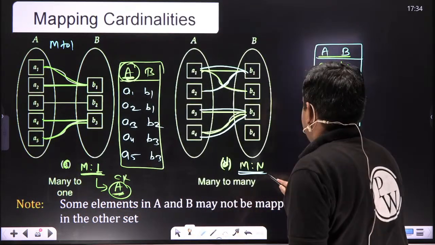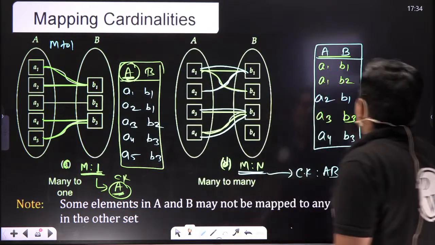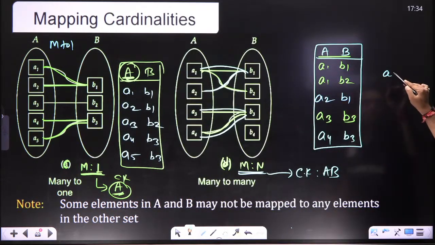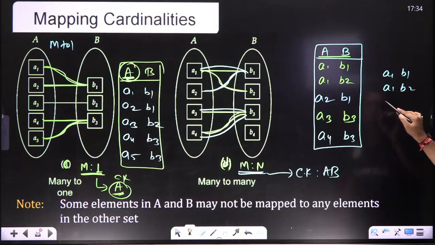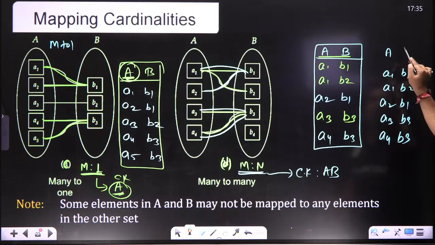So what is the candidate key for this one? The candidate key is AB. Why? Now it is unique. A1, B1 does not repeat. A1, B2 does not repeat. A2, B1 does not repeat. A3, B3 does not repeat. A4, B3 does not repeat. Now AB is the key. AB is the candidate key.